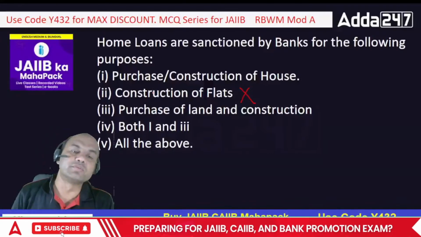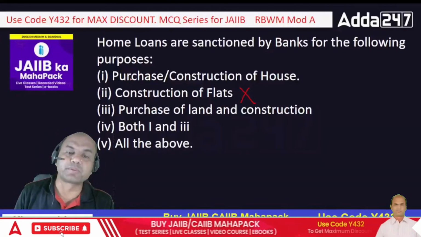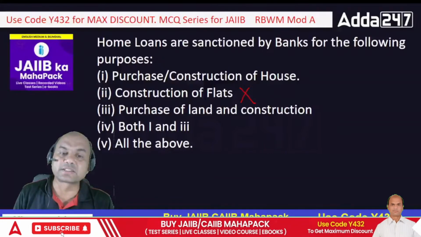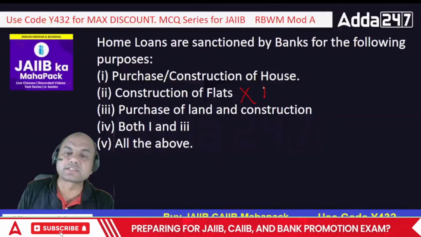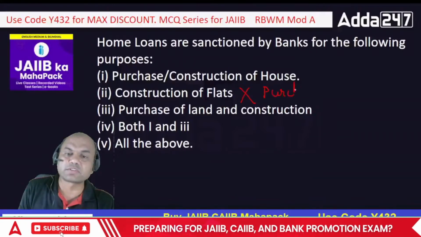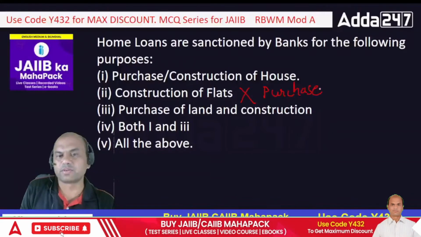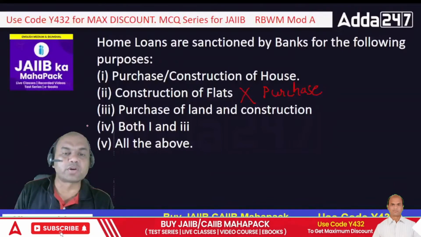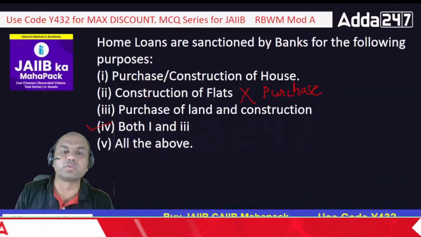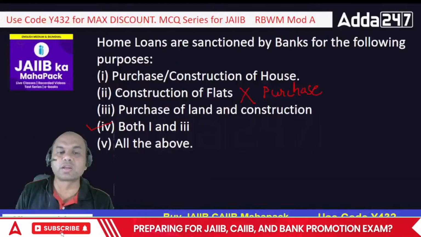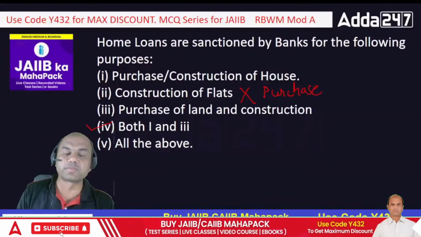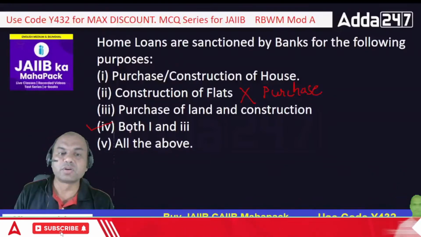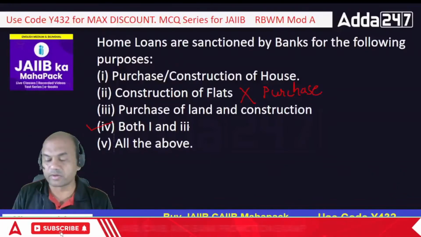Okay. So, home loans are given for what? Purchase, construction of a house, purchase of a land and construction. But for flats it is for only purchase, no construction. Purchase of a flat, okay, that is given. So the answer is what? 1 and 3 in this case. Only 1 and 3. If it would have been over here purchase of flats, then that would also have been the answer. Then it would have been all of the above. But right now it is only both 1 and 3. Got it?